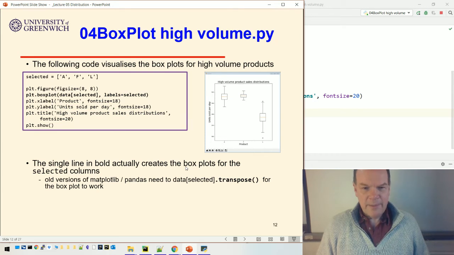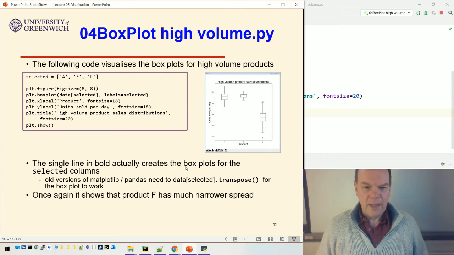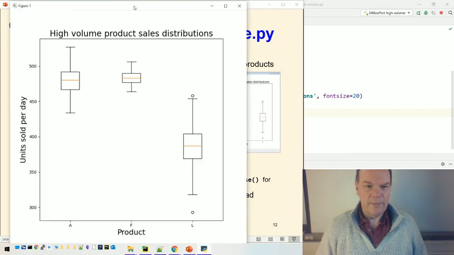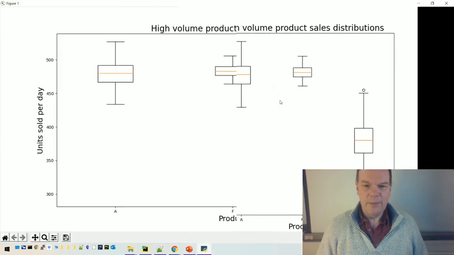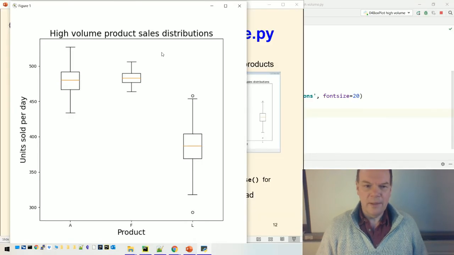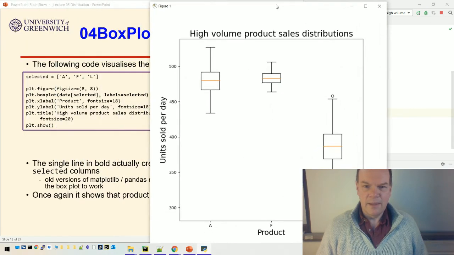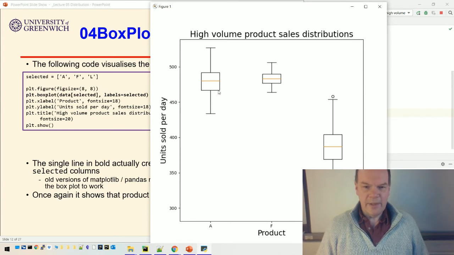In terms of interpreting the data, I think I'm going to show you the picture if we run the code, which is this one, because obviously it's much bigger. So product F has a much narrower spread. You can see that obviously here. It's showing us, however, and in fact product F has a higher median line, just about. If you look at that, it just about has a higher median line than product A. So product A is the one on the left, product F is the one in the middle. Not sure if you can quite read that.